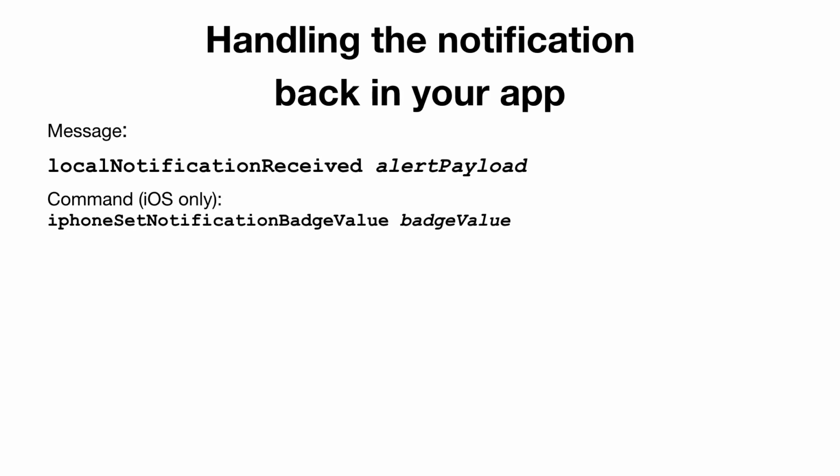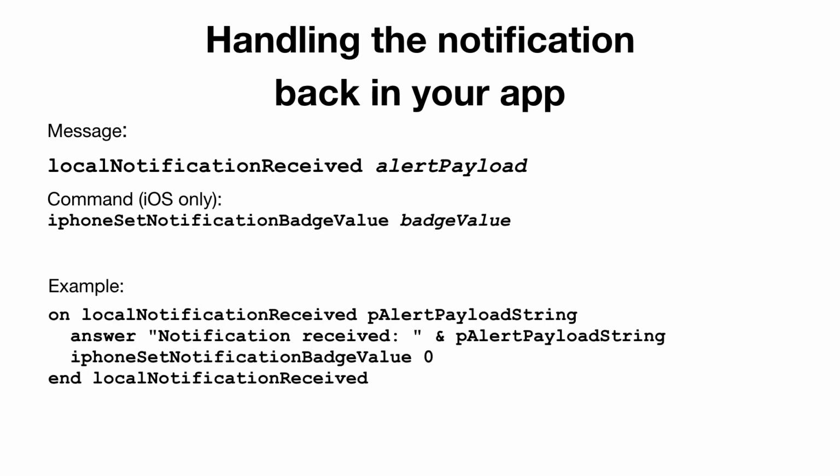Alright, let's look at handling the notification once the user goes back to your app. As I mentioned a couple of screens ago, there is a local notification received message, and that message is sent along with the alert payload string, and it looks something like this. On local notification received, and there is a parameter variable that I've appended to that message, and here we're simply using an answer command to echo back the payload string that was sent with the initial notification.